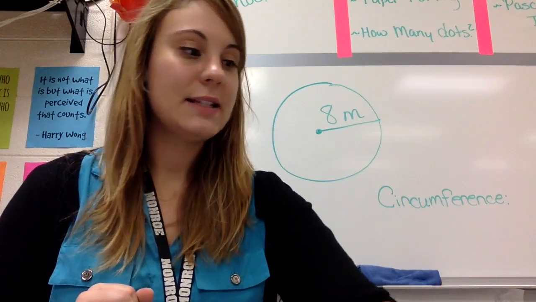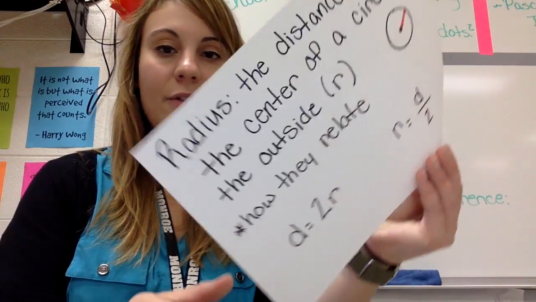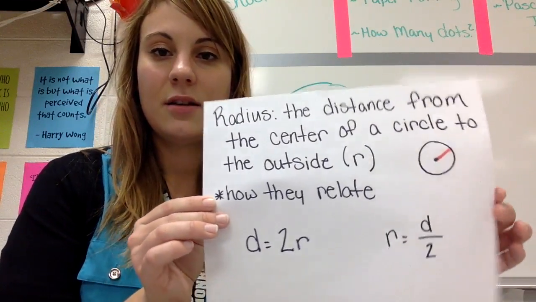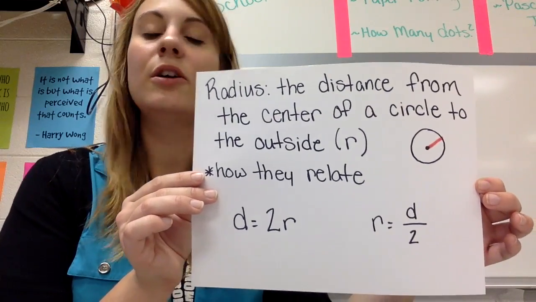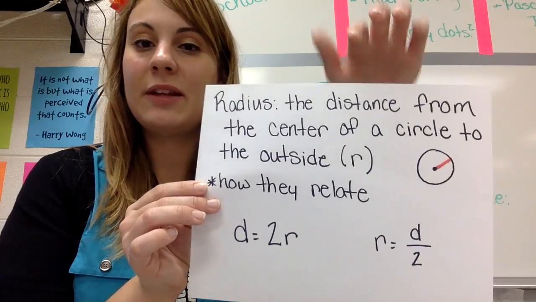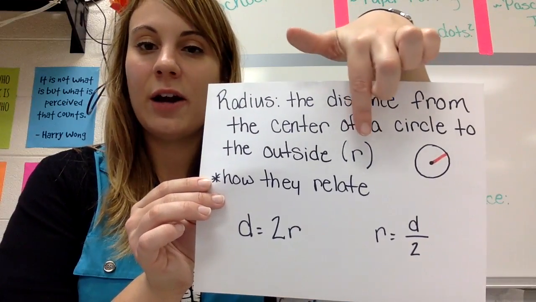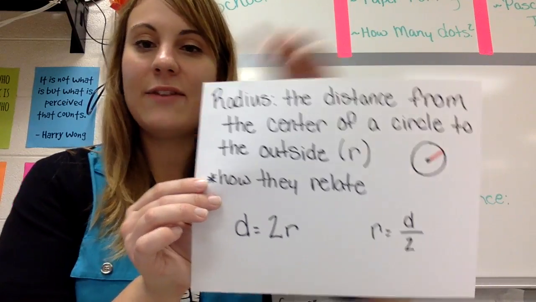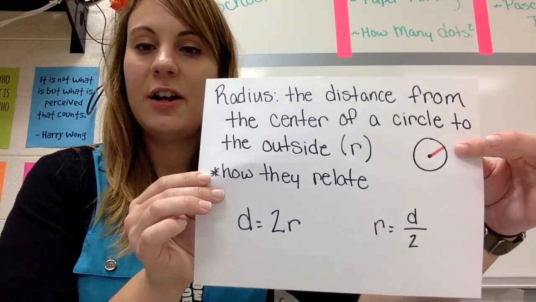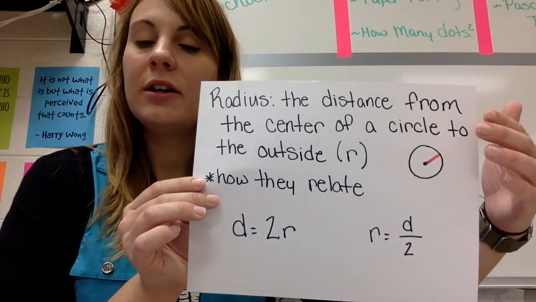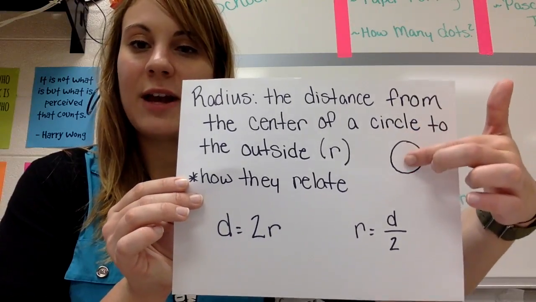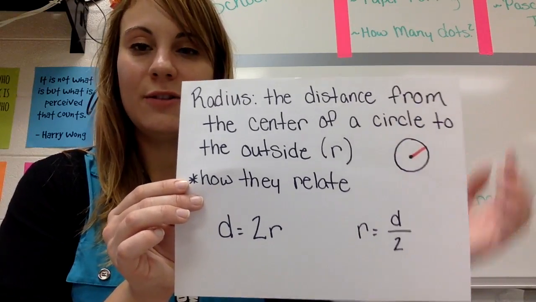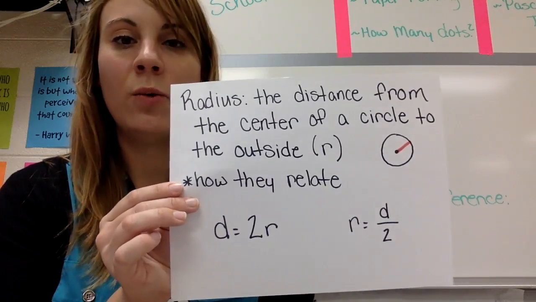Next, we have the radius. This is the distance from the center of the circle to the outside, and it's commonly abbreviated with the letter R. I have this little picture. Once again, we have our circle. We go from the center to any outside edge. It doesn't matter what part of the outside edge we go to, really. The radius is going to be the same no matter what.